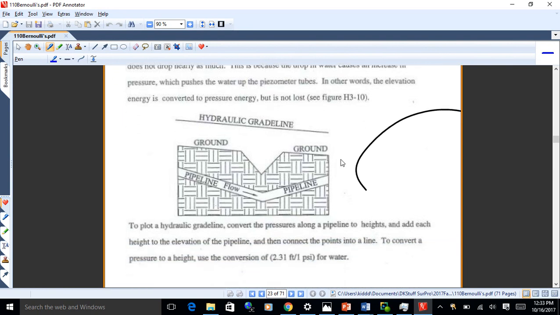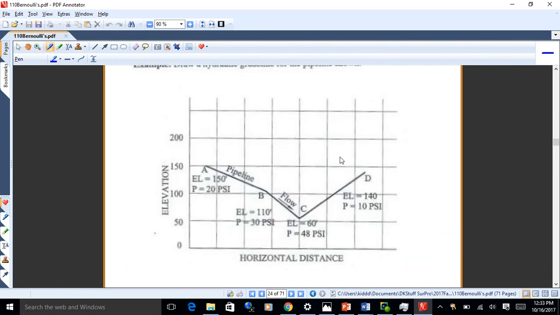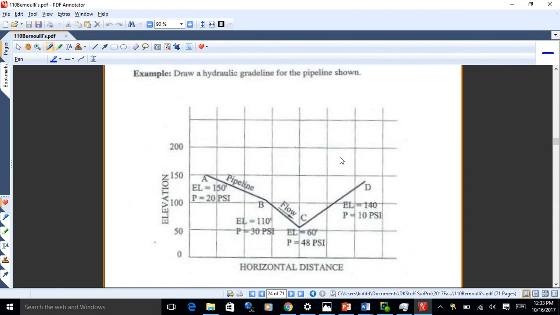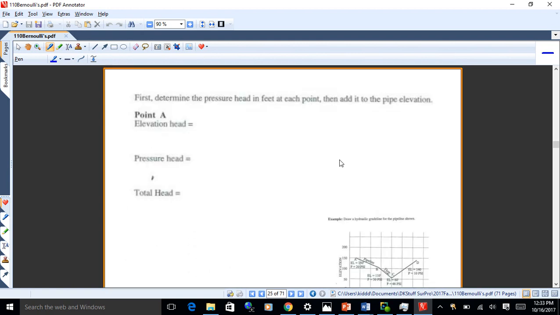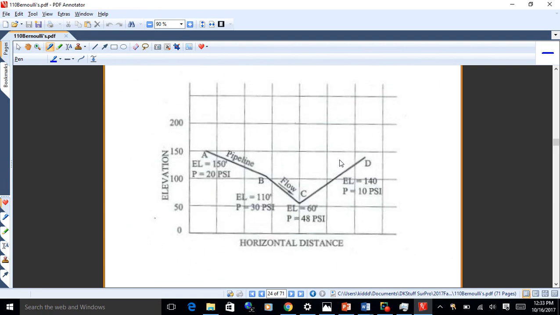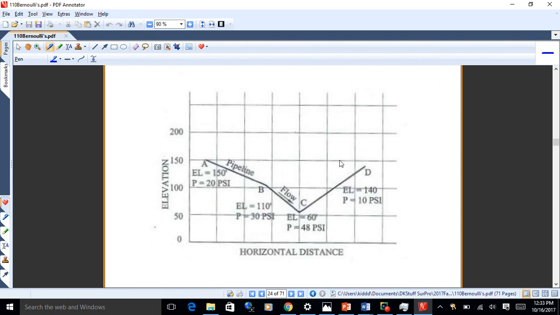Okay. All right, so why don't we get a hydraulic grade line going for this pipeline here? What we have here are the elevations and the pressures. We're going to ignore velocity head. That's commonly done because it usually doesn't amount to a whole lot.